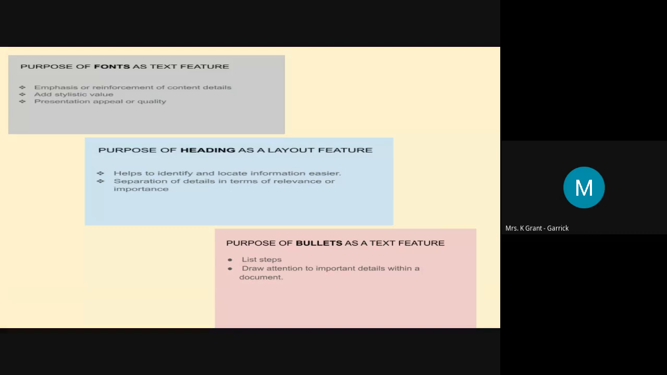Now, when we think about the purpose of the different text features, if we're zooming in on why we use fonts, well, fonts are used in documents to emphasize or reinforce the content of the detail, or just to add style to the information or for presentation appeal. When we think about the heading, this helps us to identify and locate information easier, or it can just be there to separate details in terms of relevance or importance. What's the purpose of bullets and numberings? Listing steps and drawing attention to important details within the document.